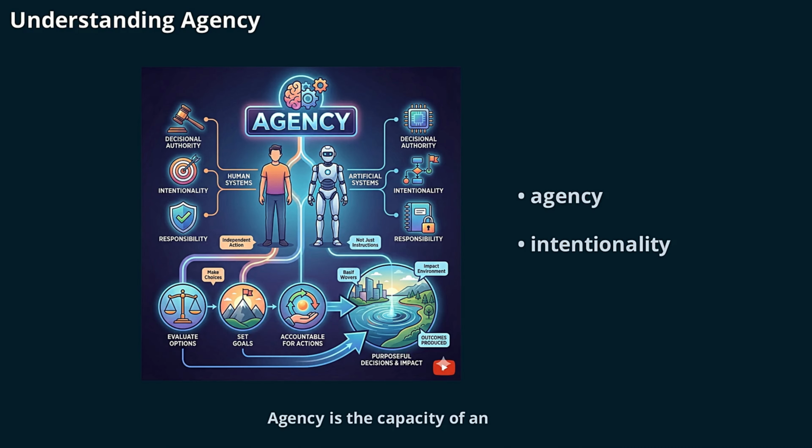Agency is the capacity of an entity to act independently and make choices. In both human and artificial systems, agency involves decisional authority, intentionality, and responsibility. Systems with agency can evaluate options, set goals, and are accountable for their actions. This means they don't just follow instructions, they make purposeful decisions that impact their environment and the outcomes they produce.